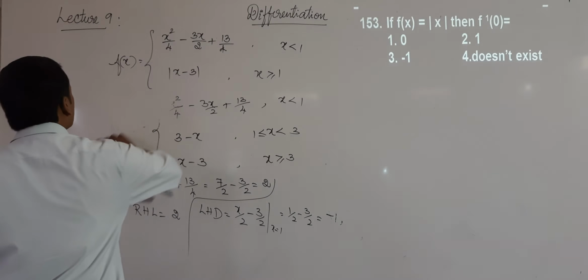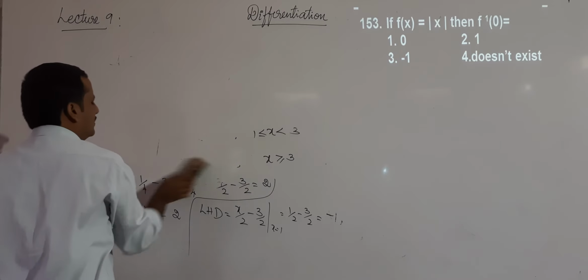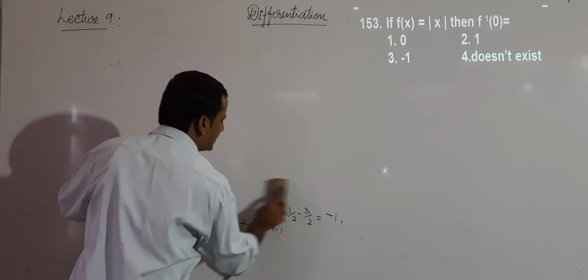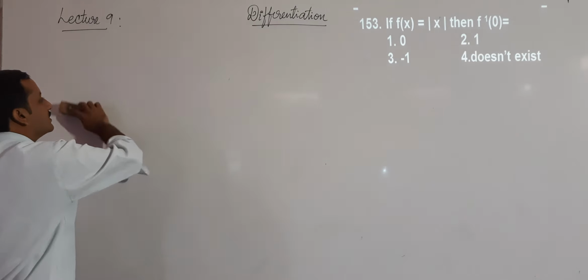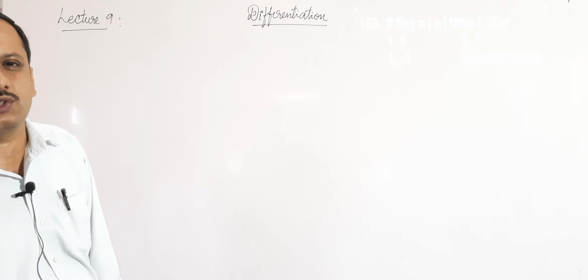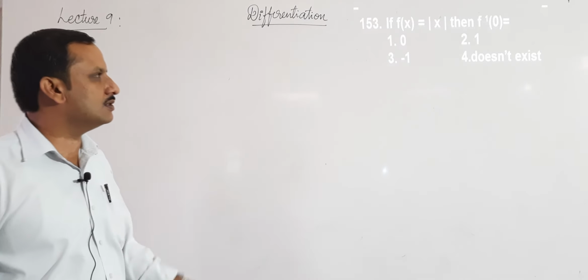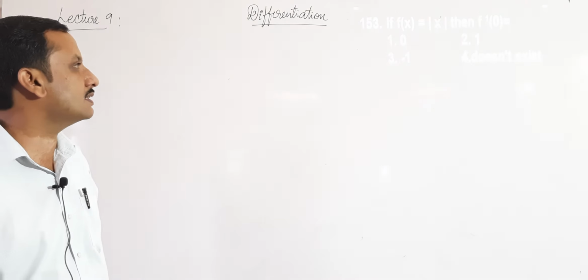153. If f of x is mod x, then what is f dash of 0? So for this, the answer is obvious. I have said this on many occasions that mod x is not differentiable. This is very important. Mod x is not differentiable at x equal to 0. So if f of x is mod x, then f dash of 0 does not exist. Obvious answer.